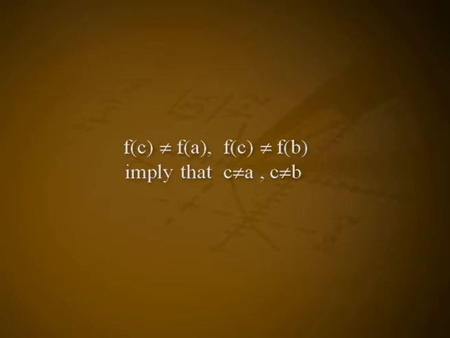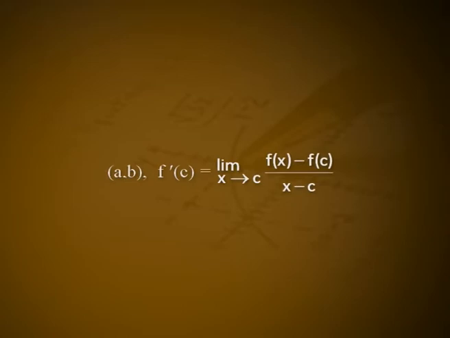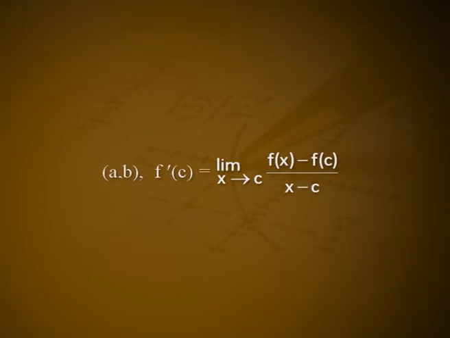Then at least one of small m and capital M is non-zero. Let capital M not equal to 0. So there exists c in closed interval a to b such that f of c equal to M not equal to 0. But f of a equal to f of b equal to 0. Now f of c not equal to f of a, f of c not equal to f of b imply that c not equal to a, c not equal to b, and so c is in open interval a to b. Since f is differentiable in open interval a to b, f prime of c equal to limit x tends to c of (f of x minus f of c) by (x minus c) exists.